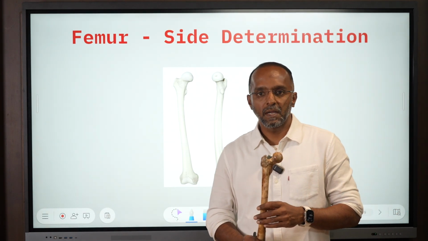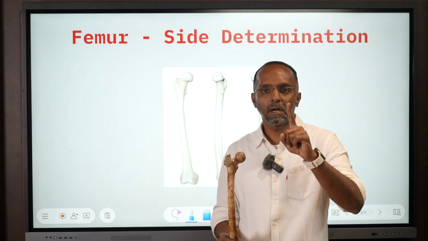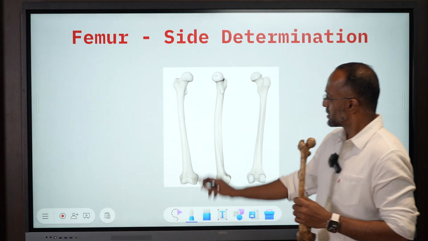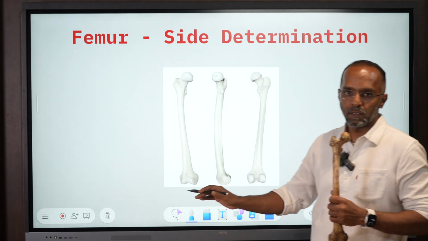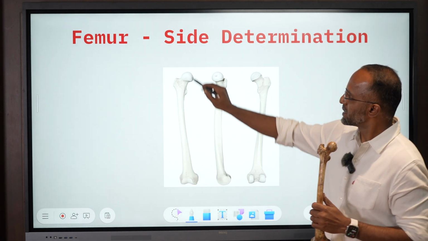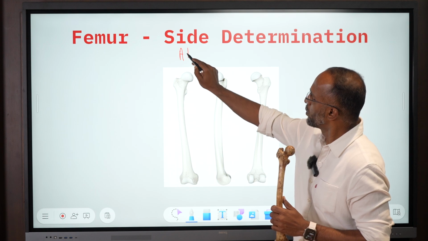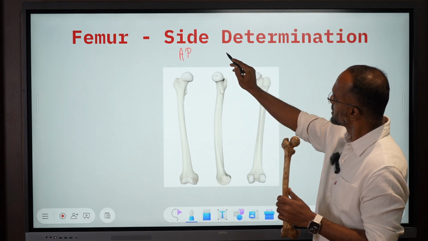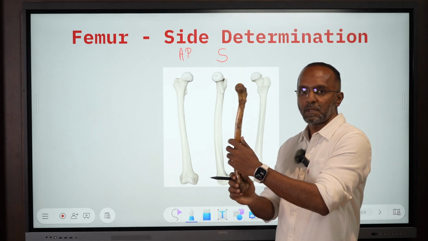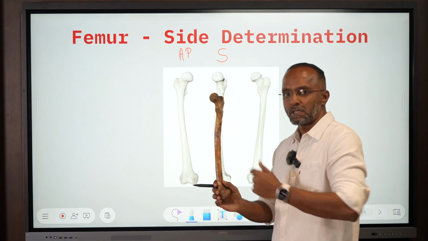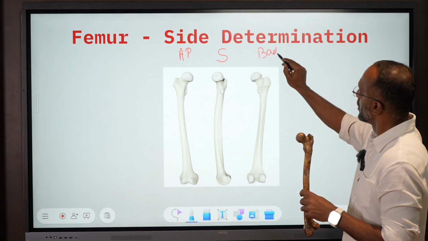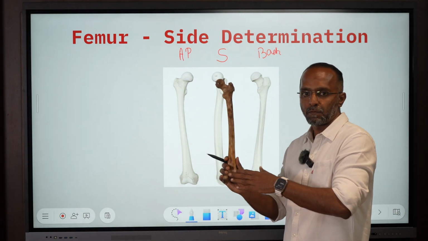For side determination, you have to see 3 points: one in the upper end, one in the middle part, one in the lower end. Now these 3 are the femur, the same femur seen from different sides. This is the anteroposterior view, or otherwise seeing the femur from the front. This is the sideways view, the sagittal view, and this is seeing the femur from the back, or the posterior aspect of the femur.